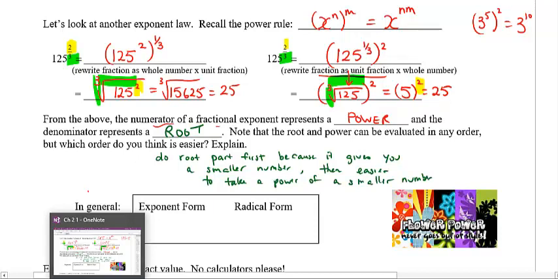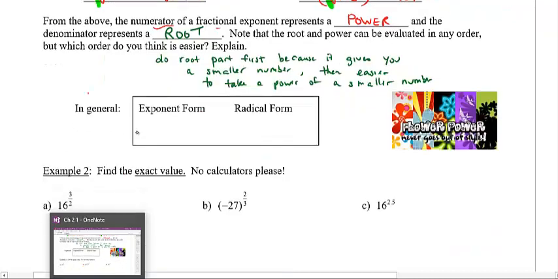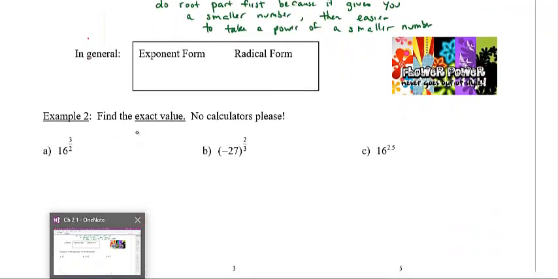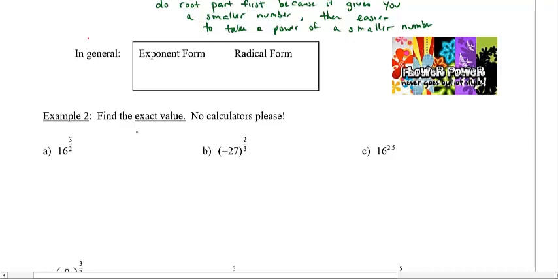I do. So in general then, if I have x to the power of m over n, in the equivalent radical form, that's equal to the nth root of x, and then all raised to the power of m.